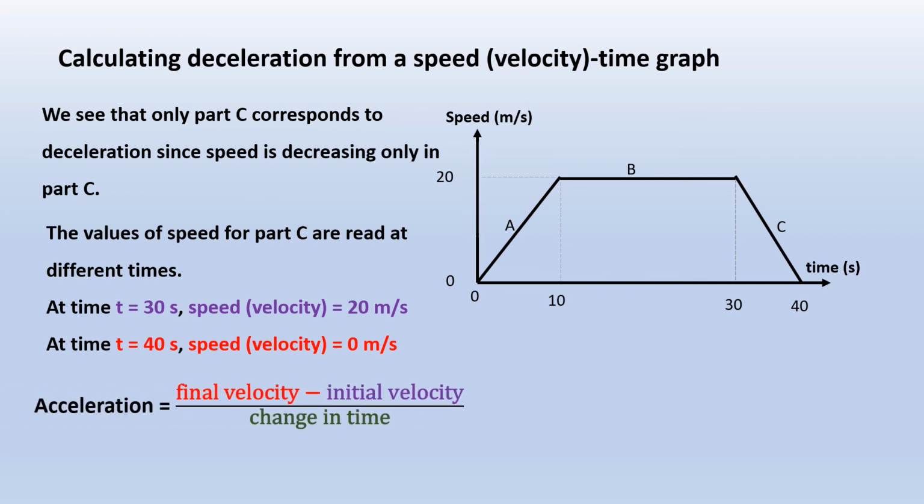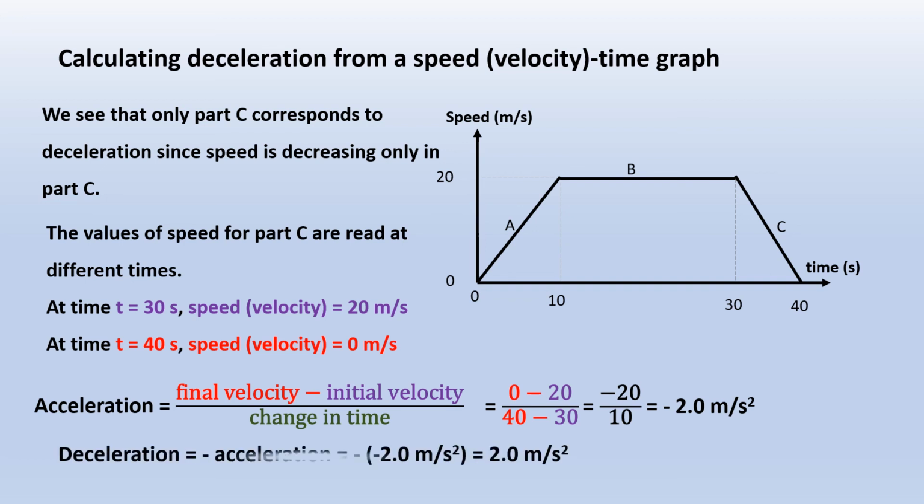We know acceleration is equal to final velocity minus initial velocity over change in time. The final velocity here is 0 meters per second. The initial velocity here is 20 meters per second. So we have 0 minus 20, and the change in time is 40 minus 30. So we have minus 20 over 10. The acceleration is equal to minus 2 meters per second squared. We see acceleration is negative, so we have a deceleration.